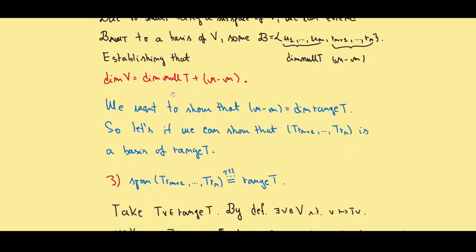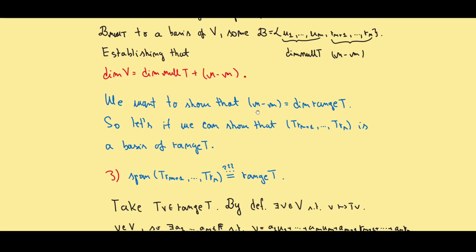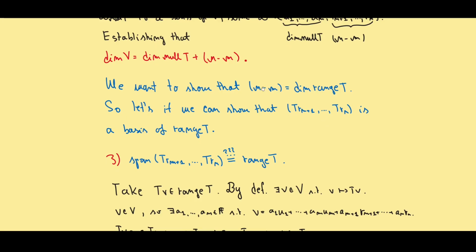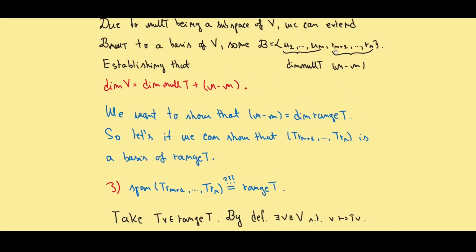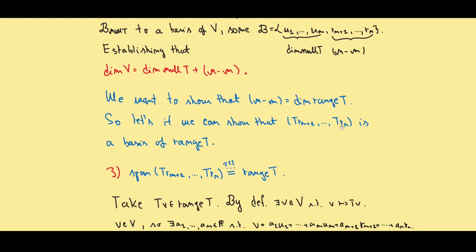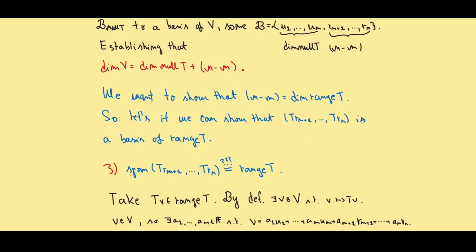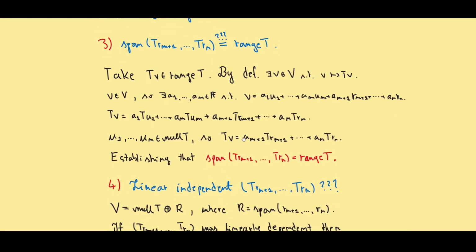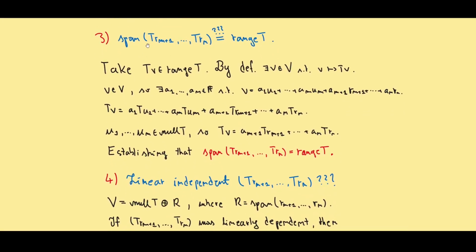Now, this looks like the thing we were trying to prove. So we want to show that this n minus m is equal to the dimension of the range of T. So let's see if we can show that when we apply T on these vectors over here and get these vectors and put them in a list, this is a basis of range T. For if we did that, we would be done with the proof. So if something wants to be a basis, it has to span the space. So first of all, let's see if this list spans the space of range T.